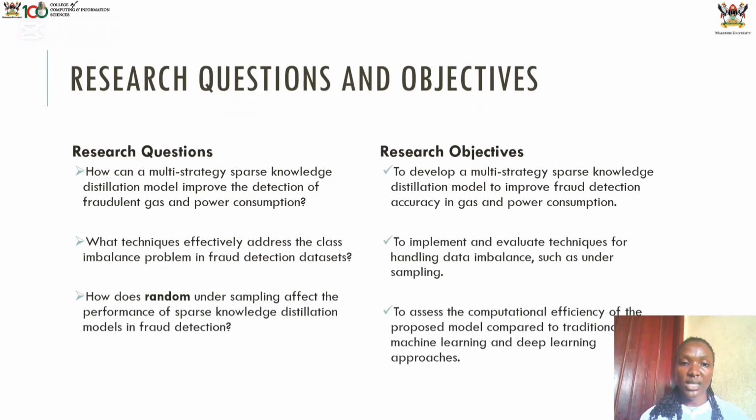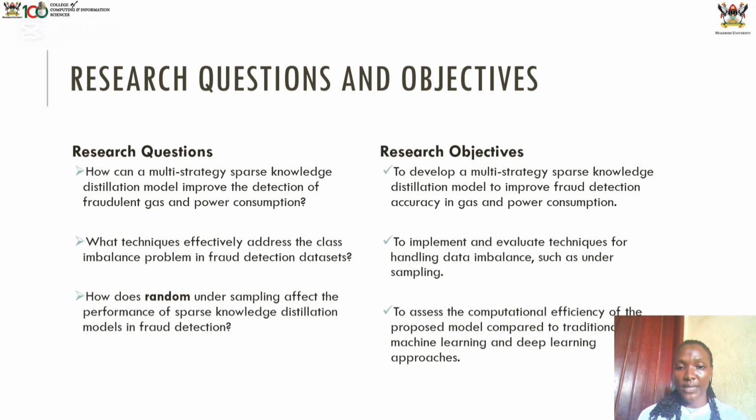So some of the research questions we're asking ourselves: how can the multi-strategy sparse distillation model that we built improve the detection of fraud in gas? Then we also look at what techniques effectively address the imbalanced data that we're working with. And then we also ask how the undersampling technique that we employed helps to improve the performance of these personalized models.